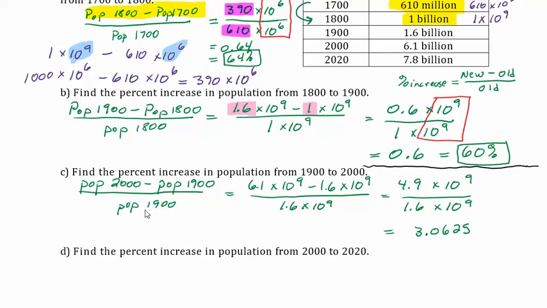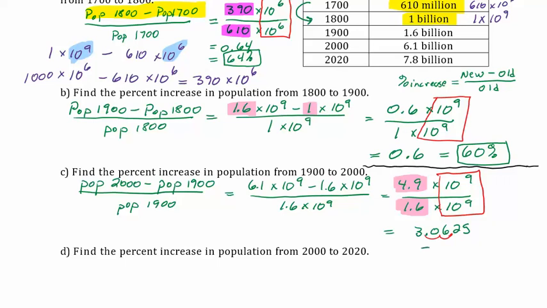And then we're going to divide that by the population of 1900, which is 1.6 billion. So we're going to punch into our calculators 4.9 divided by 1.6, and that's going to give us 3.0625. The 10 to the 9th divided by 10 to the 9th is 1. So those are going to basically go away, multiplied by 1. Now, we're supposed to write our answer as a percent. This is not in percent form right now. This is in decimal form. So to change it to percent form, we need to move the decimal 2 places to the right.